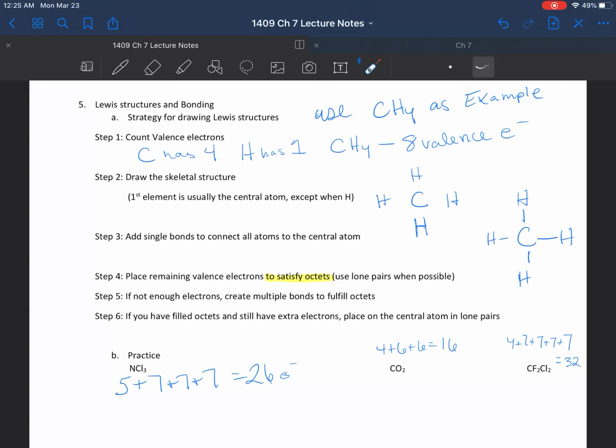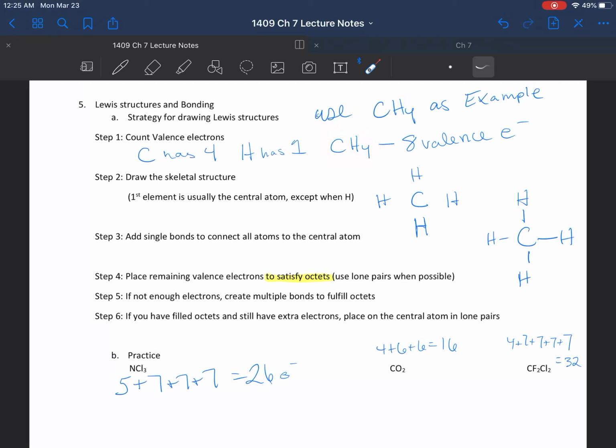Strategy for drawing Lewis structures. It's always good to go in with a strategy. There is a 6-step process here. You may need 3 to 6 of the steps depending on the compound that you're drawing. We're going to start simple, and we're going to look at methane. We're going to start with CH4.